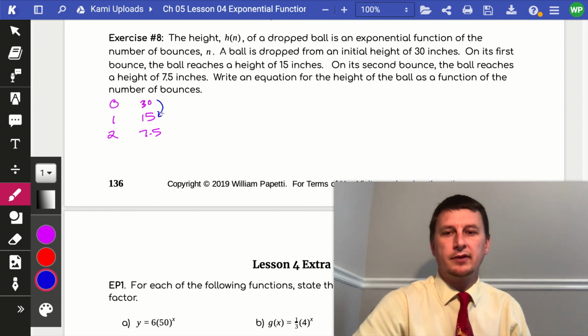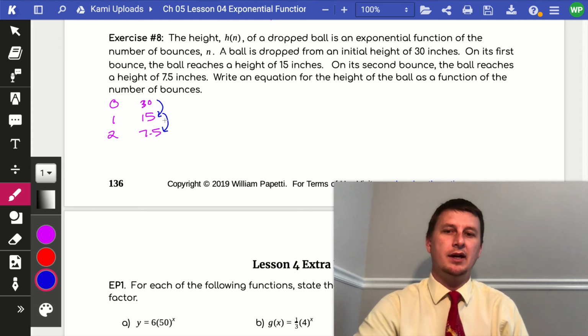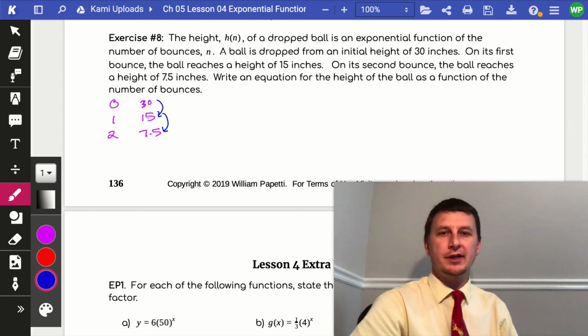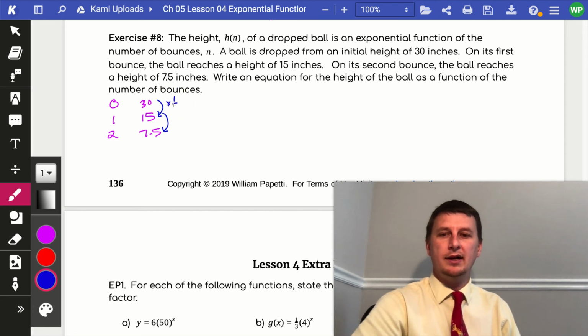by finding that our rate of change is going to be a constant factor, which means we're going to be multiplying by the same amount to get from 30 to 15 as we do from 15 to 7.5. And that number we're going to be multiplying by is 1/2, because half of 30 is 15, and half of 15 is 7.5. So we know our decay factor is going to be 1/2.